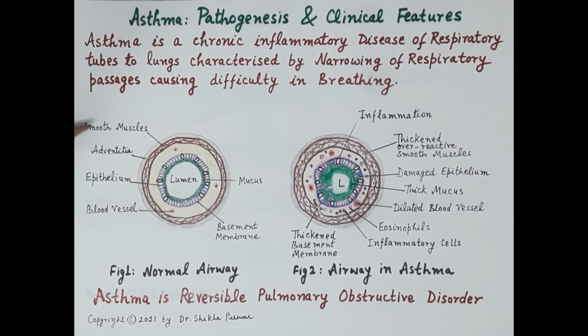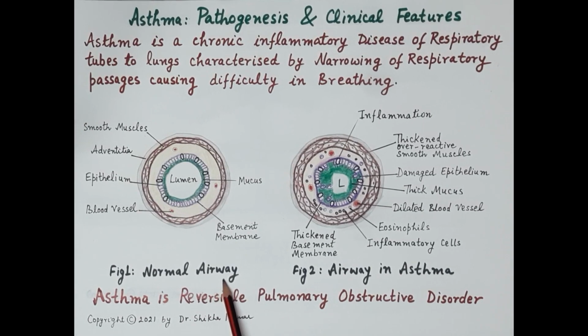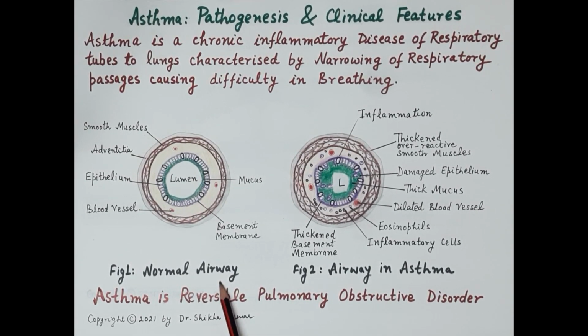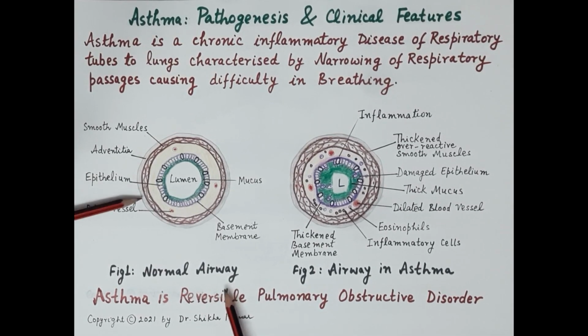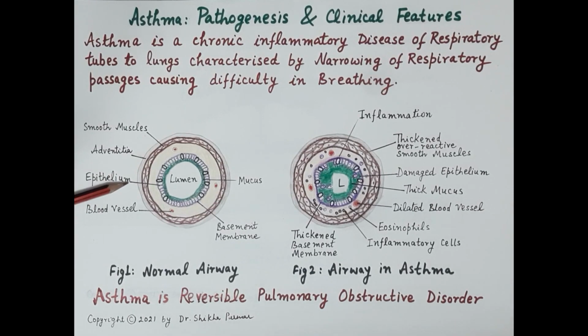Now let's understand the pathogenesis of asthma. First look at the diagram at figure 1. Figure 1 shows a diagram of a normal airway, that is a normal bronchial tube. This diagram represents the wall of a bronchial tube, that is the wall of a bronchus.